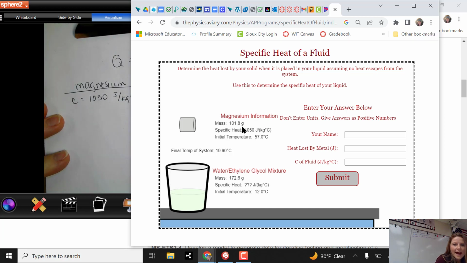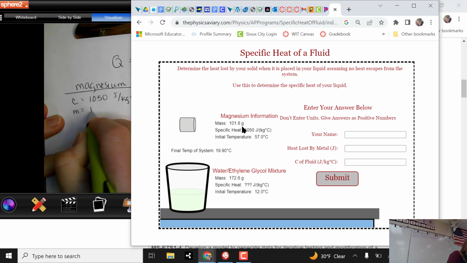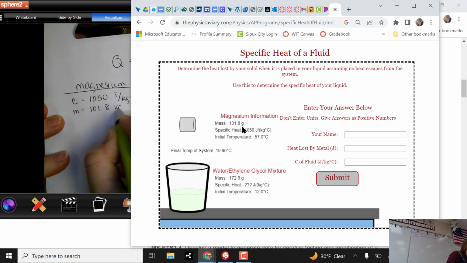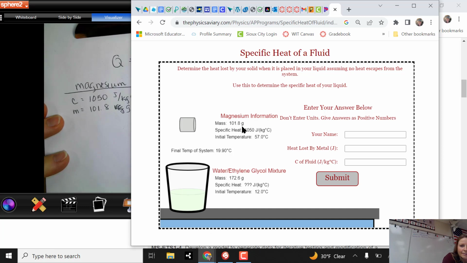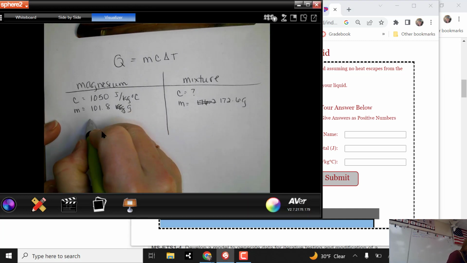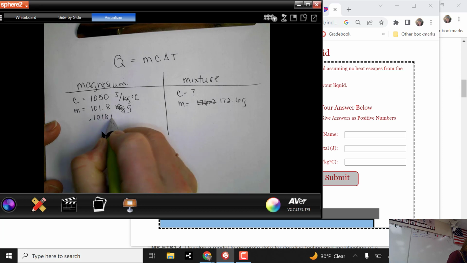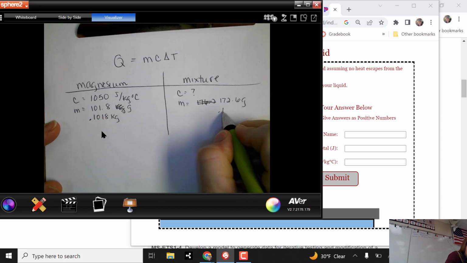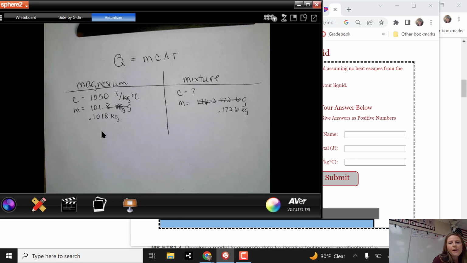We know that the mass is 101.8 grams. The mass of our mixture is 172.6 grams. I'm sorry, that's grams, so we're going to have to convert that to kilograms. To convert to kilograms, we just divide by 1,000. So this is going to be 0.1018 kilograms, and this one will be 0.1726 kilograms. So we don't want to use the gram numbers, we want to use these.